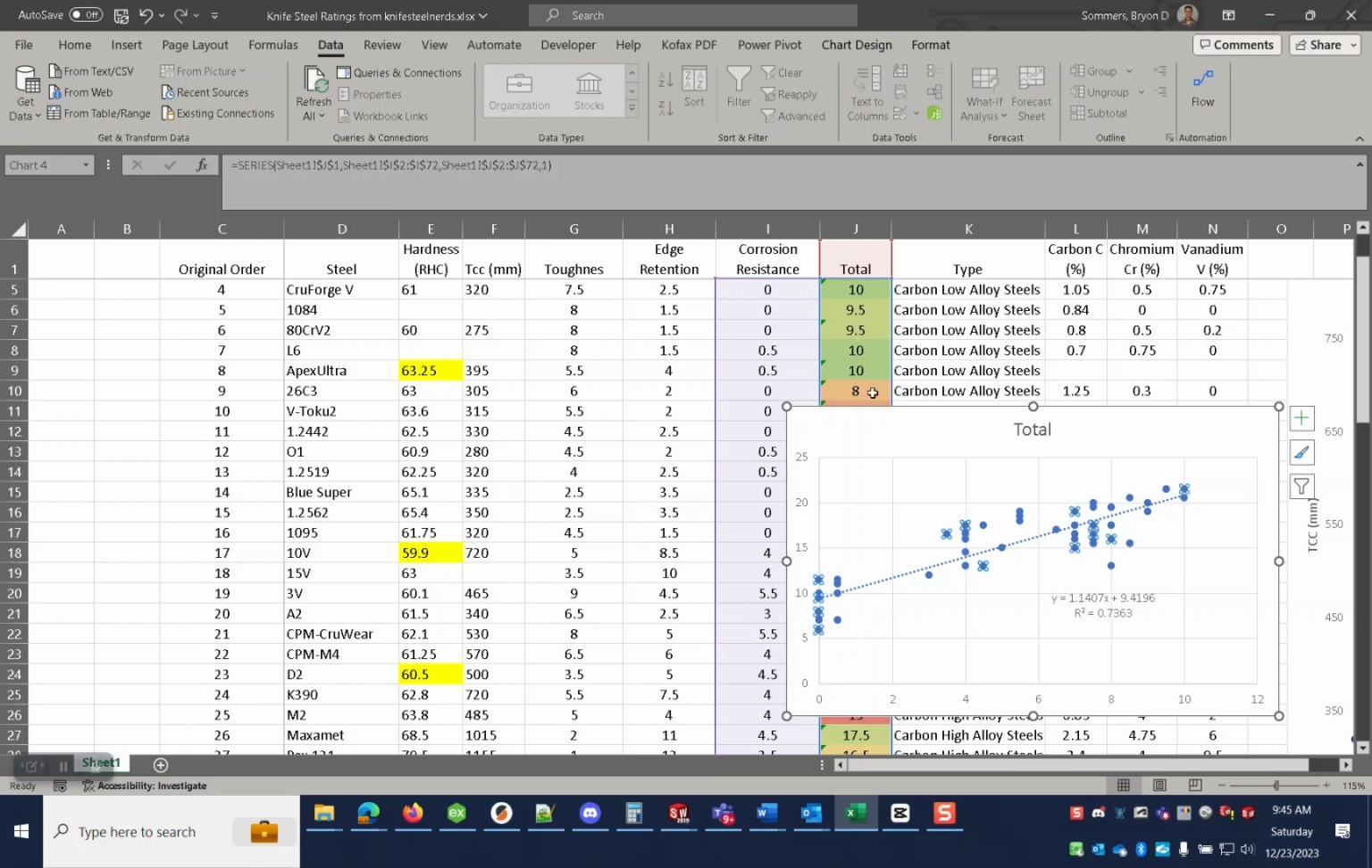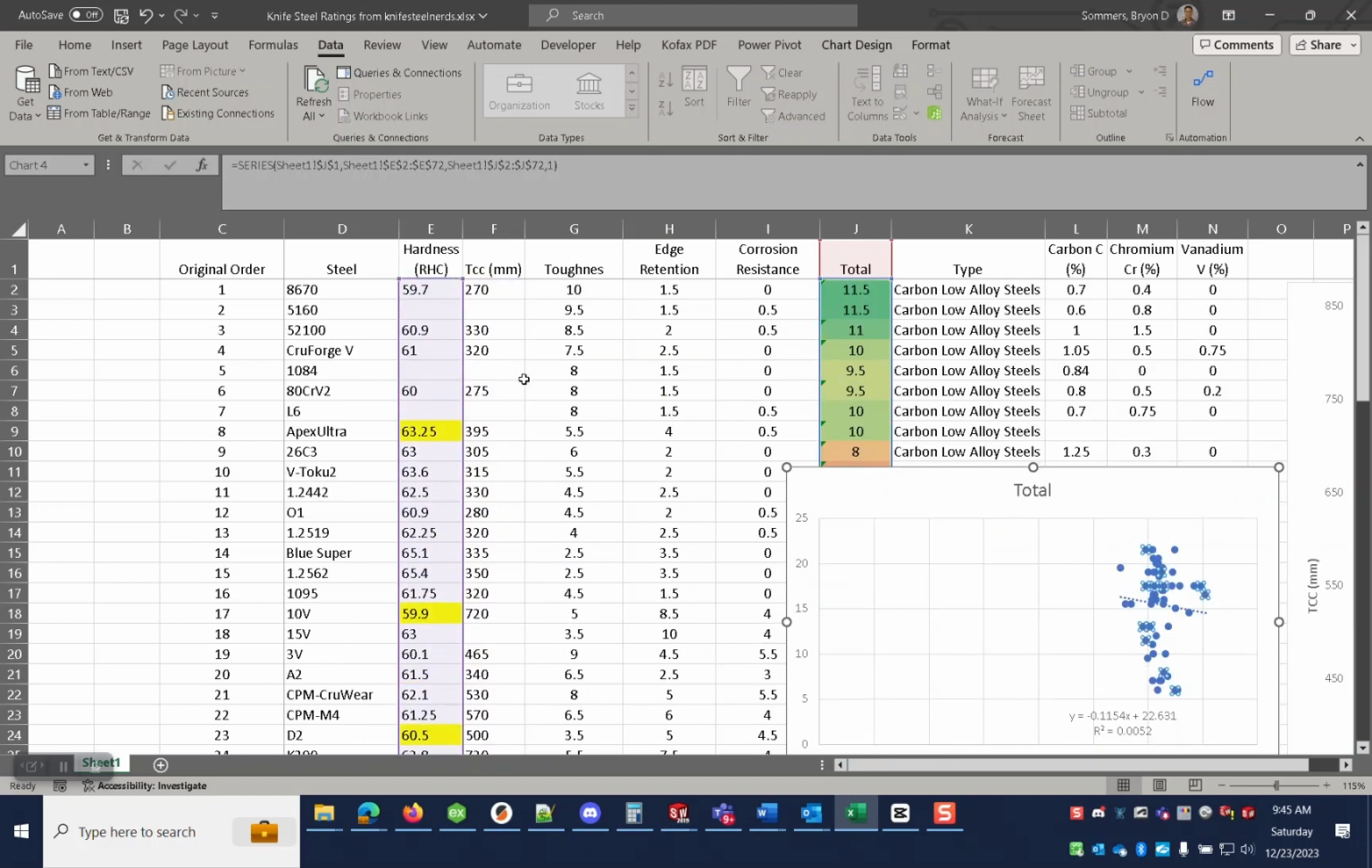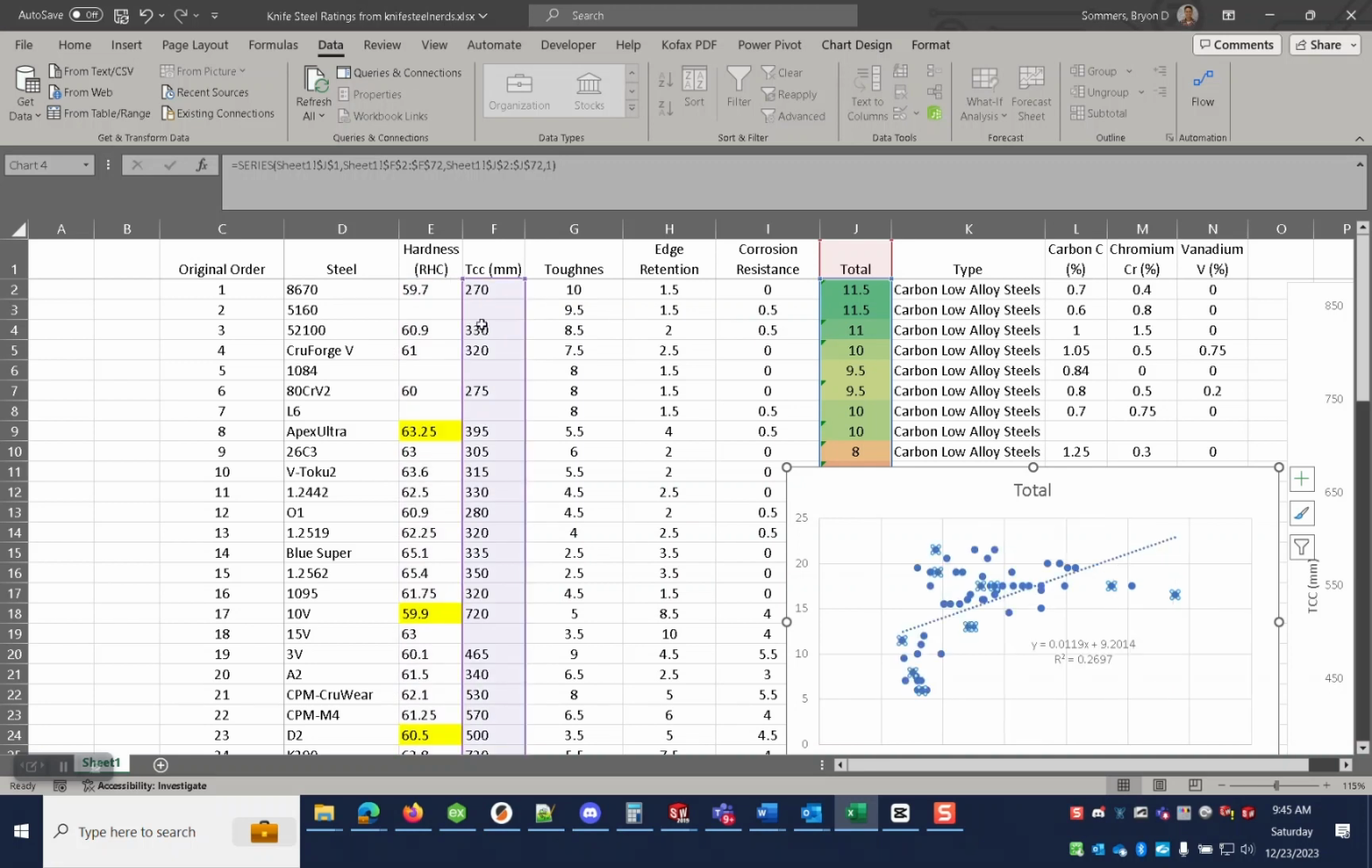So for example, if I start out with hardness against my total that I created, hardness against total, I don't see any relationship. I have a very low R-squared Pearson coefficient, basically a flat trend line, which shows that there's no relationship between Rockwell and the total, I'm going to say total in quotes, rating of the steel.